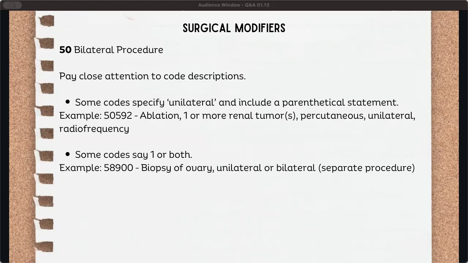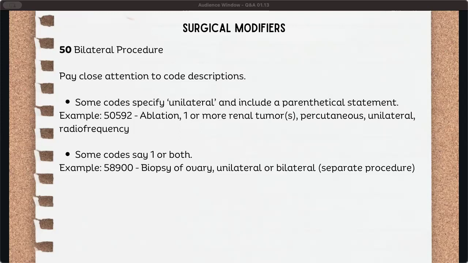Modifier 50. This indicates when you have bilateral procedures. So your CPT definition for modifier 50 reads as follows. Unless otherwise identified in the listings, bilateral procedures that are performed at the same operative session should be identified by appending modifier 50 to the appropriate 5-digit code.